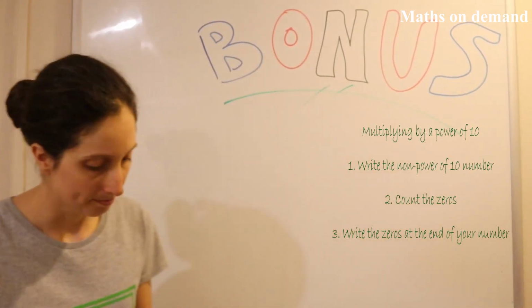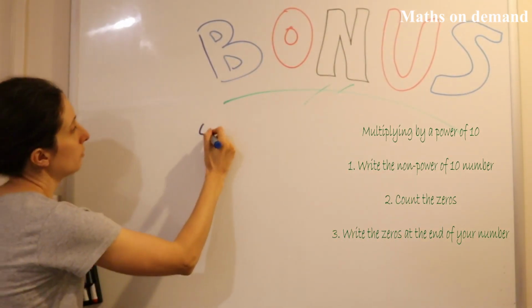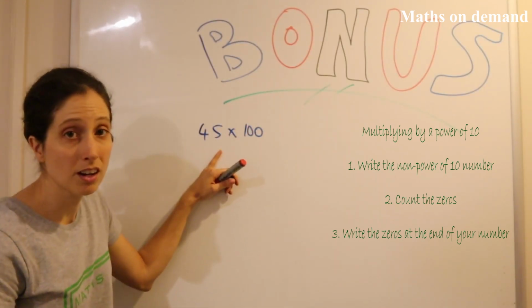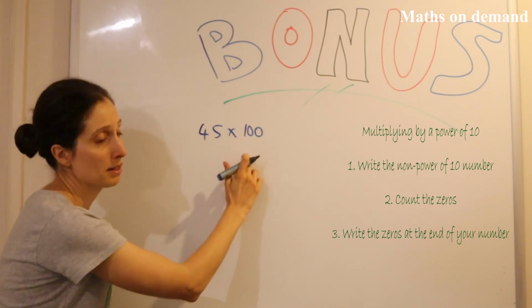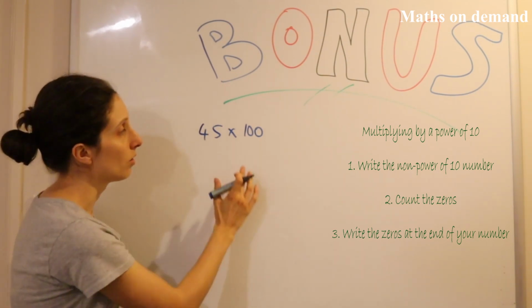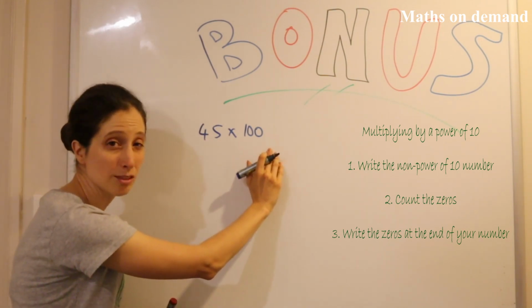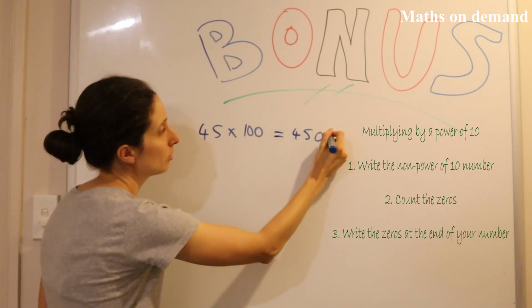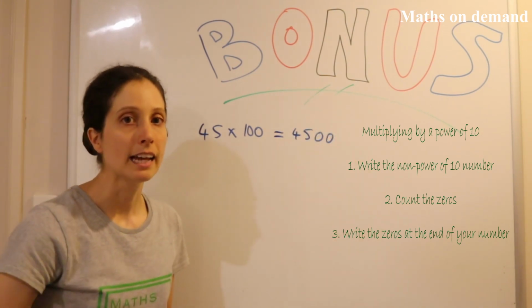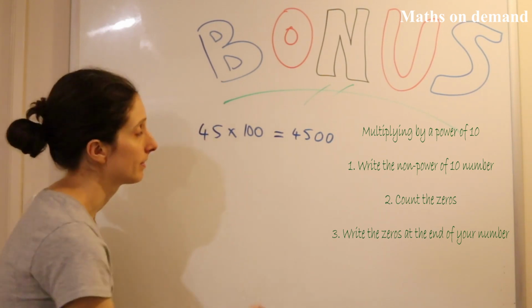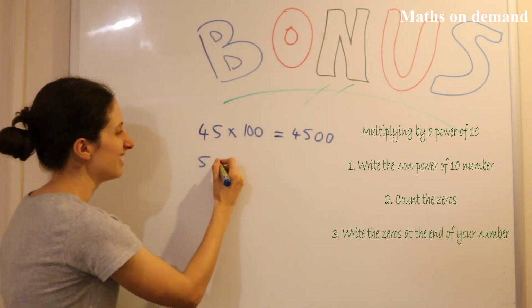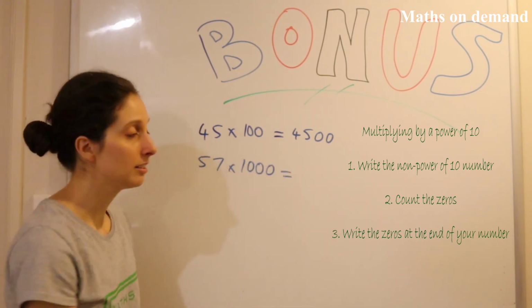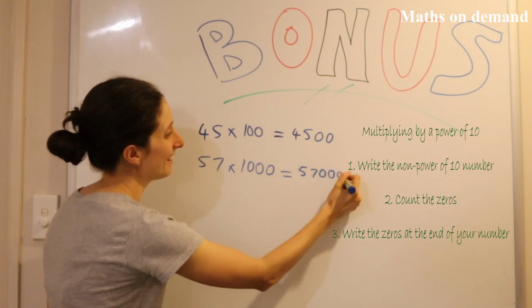Let's do some harder ones. 45 times 100. Okay, we've got our number 45. We're multiplying by 10 to the power of 2, if you know powers, or if you don't, we're multiplying by 1 with 2 zeros. So we have to add 2 zeros at the end. So it'll be 4500. 4,500 is 45 times 100. If we wanted 57 times 1,000, that's just 57,000. We write 3 zeros at the end.